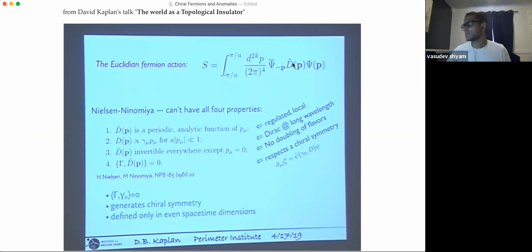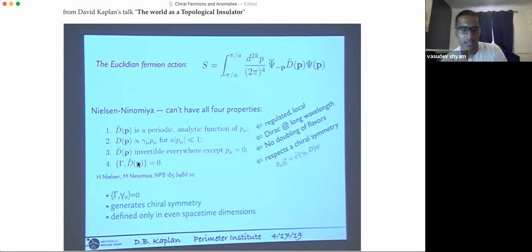So in momentum space, I'm just going to be doing a sort of finite Fourier transform. It's really just like a Fourier series, right? So what you can't have is for d to be a periodic analytic function of p, which means that it's regulated and local, and also linear in p for small values of p, which is what it means to have Dirac-like behavior at long wavelengths, right? Because the Fourier transform of p is the linear derivative operator.